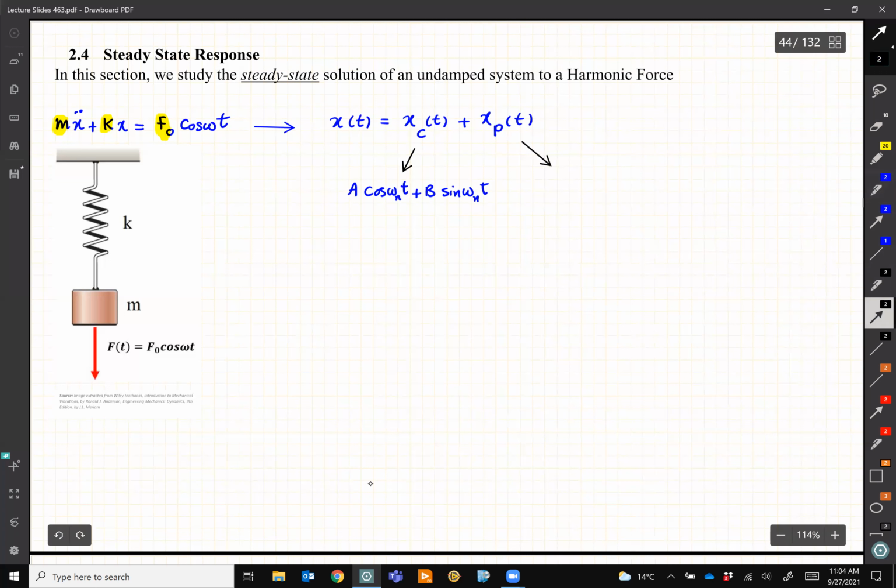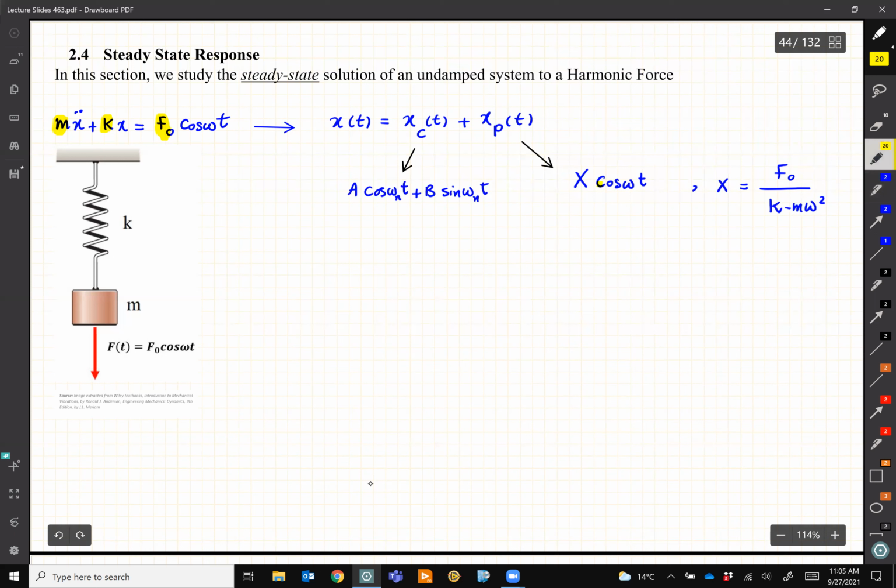And then this x_p, we solve it, and we find that it has a form which is a constant, which we show by X, or let me write down the whole thing, just to be consistent. This part is X cosine omega t, right? This x_p, and this X has a form which is f0 over k minus m omega squared. So this is what we found.